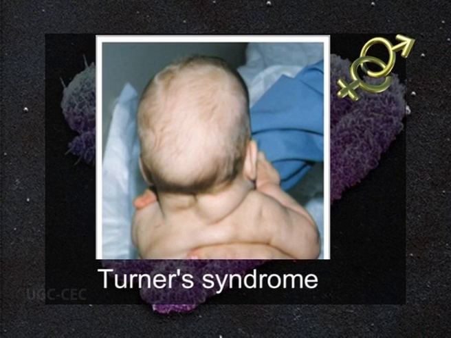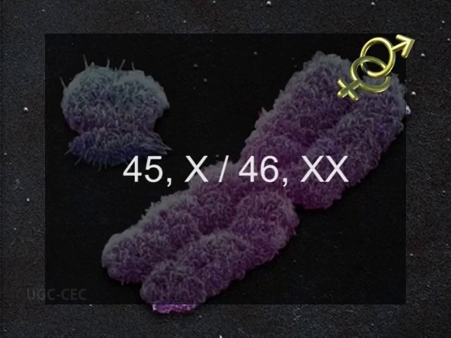Turner syndrome can also occur if one of the sex chromosomes is partially missing or rearranged rather than completely missing. Some women with Turner syndrome have a chromosomal change in only some of their cells. These cases are called Turner syndrome mosaics. For example, 45 X or 46 XX.